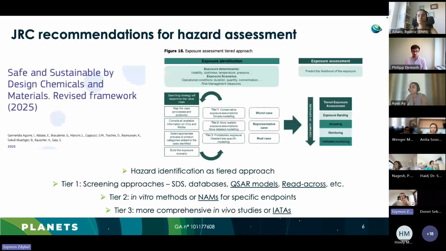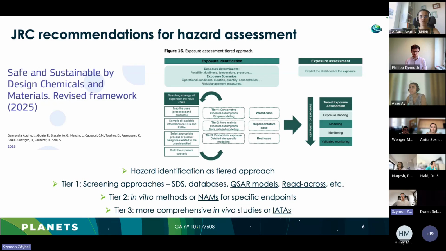And in the beginning, let's start with the foundation. Here we have illustrated the JRC revised framework from 2025 for chemical and material assessment. The core philosophy is a tiered approach, and we apply this to both exposure and hazard assessments to ensure we use resources efficiently and minimize animal testing. And the hazard identification is structured as follows.